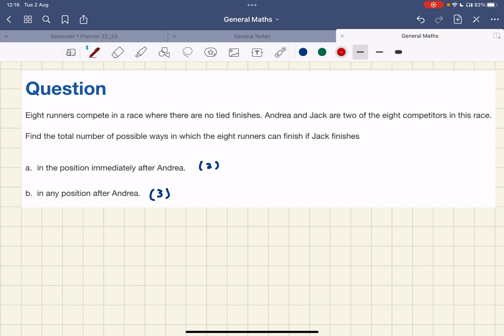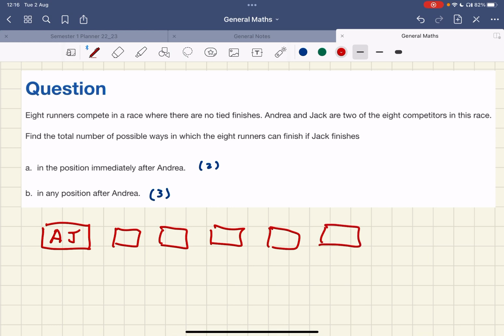We've got 8 competitors, so we are going to take our 8 competitors and we're going to think about Andrea, and then Jack in one box like that. And then in the other boxes, we've got 6 other boxes with each competitor. So we've got 1, 2, 3, 4, 5, 6, and we can just arrange those in any way we like, so long as we keep this first box in this order.